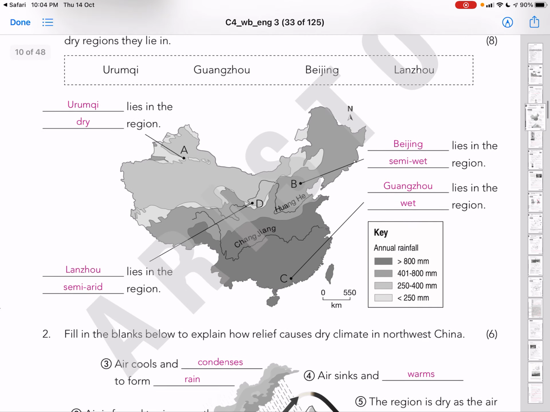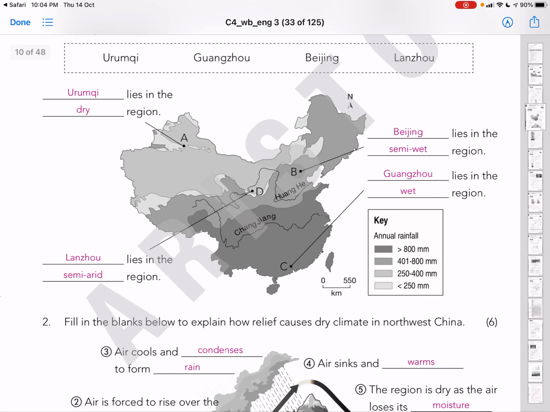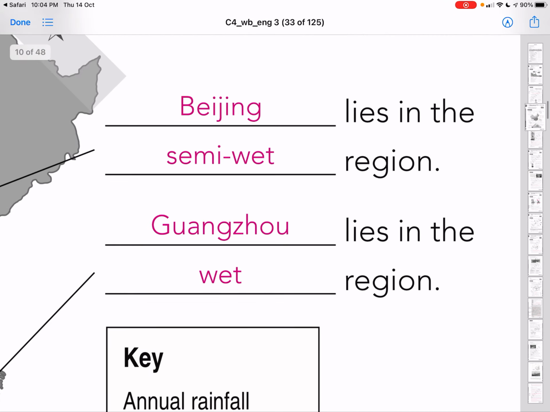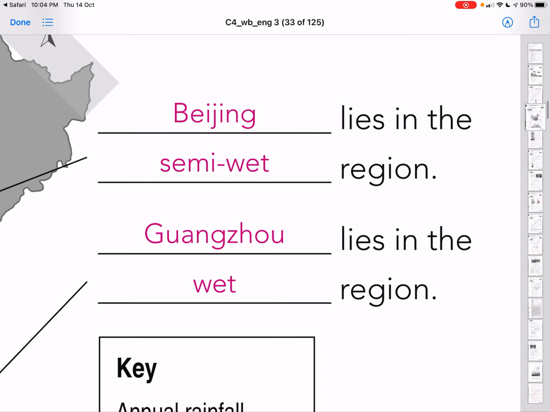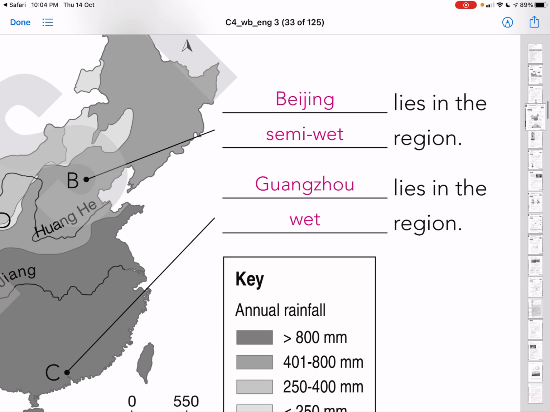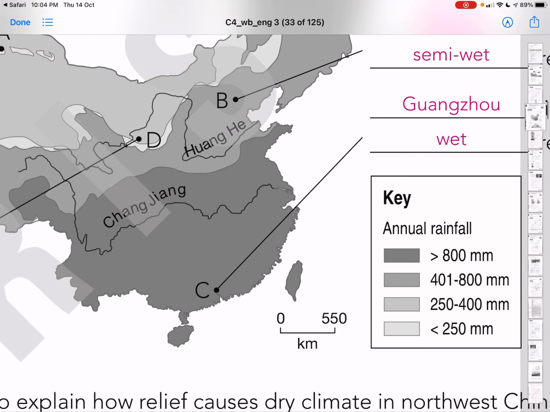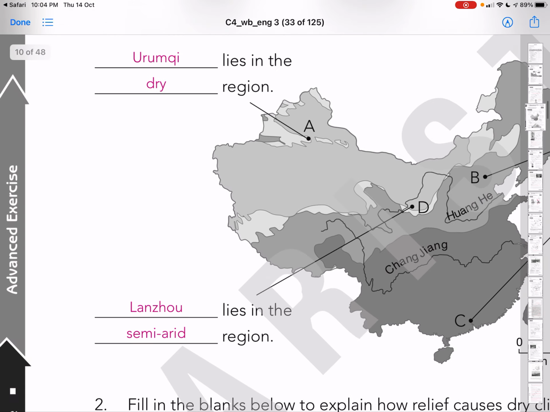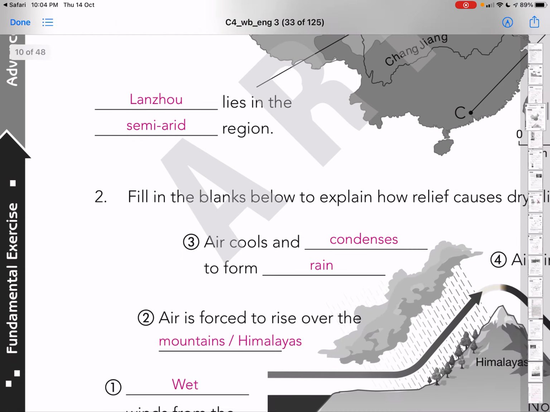Okay, and for here, which is more or less the same as the previous page indeed, you have to be careful about the location of different cities. Okay, Beijing is a semi-wet region, and then Guangzhou is a wet region. Some of you mixed up Lanzhou with Beijing, and indeed Lanzhou is in the inner region, more inland than Beijing. Okay, and then Urumqi is in a dry area, a very dry area, a very inland area.